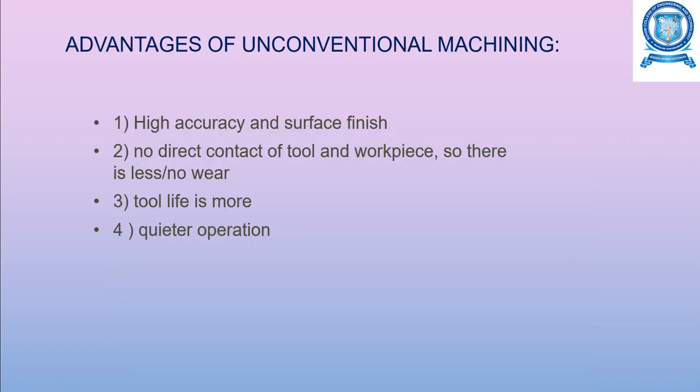So, advantages of unconventional machining: high accuracy and surface finish of the components to be machined is obtained. There is no direct contact of tool and workpiece, so there is less or sometimes no wear. The tool life is more, and it's a quicker operation.